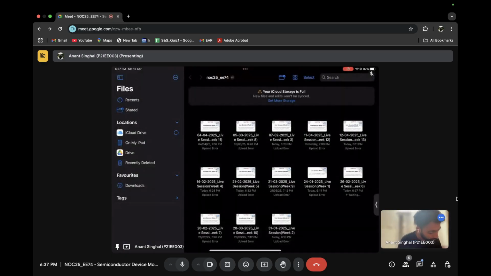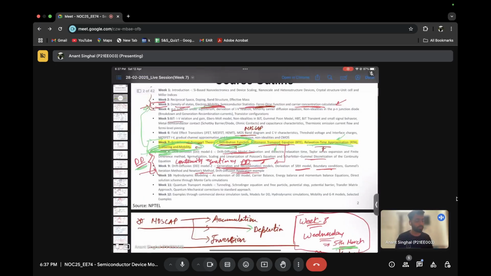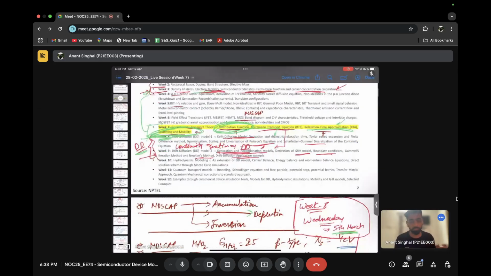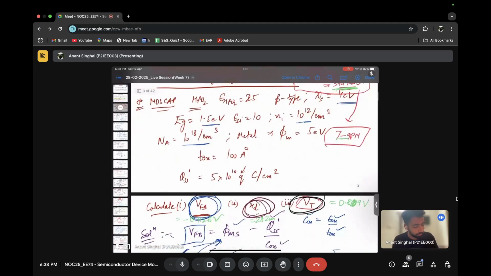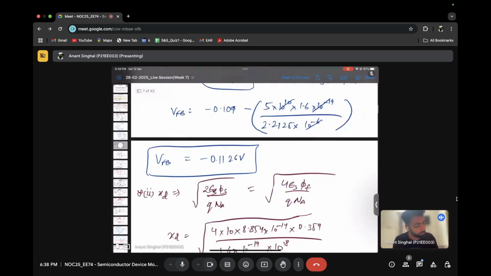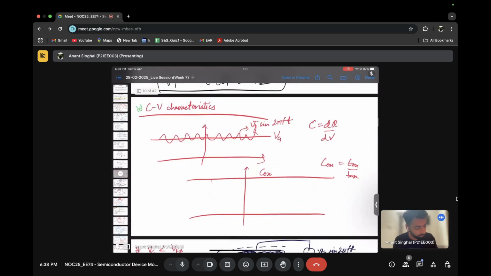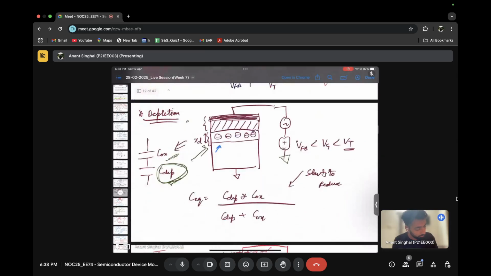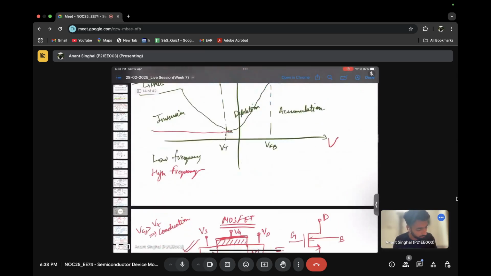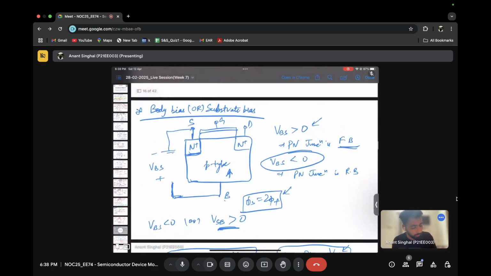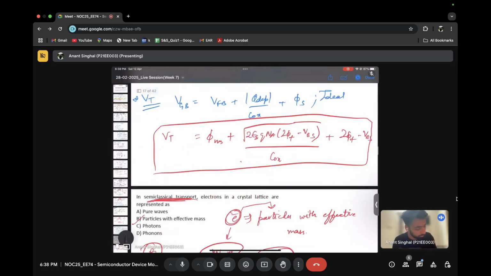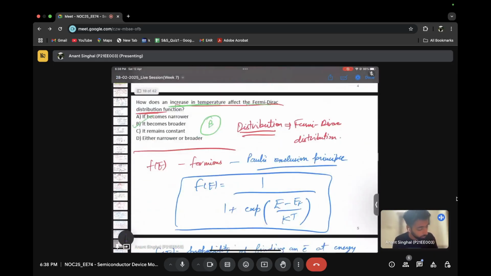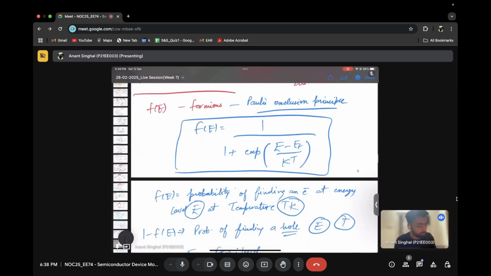Then seven is where? Yeah, here. In seven, we did some of the distribution again. Now you will kind of get a repeat of this course, using more of the mathematics side. We started with a MOSFET problem to make you familiar again. This is depletion, high frequency, low frequency. We also covered the effect of body bias on the MOSFET. So you can watch six and seven both, which are more or less the same.